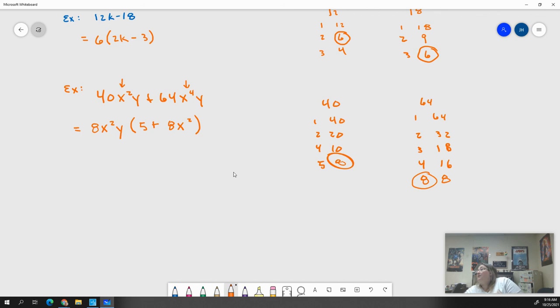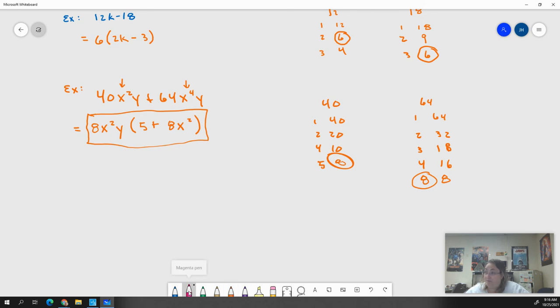How can you tell if you're right? Well, we factored it. We're pulling out things that we divided out. If we multiplied it back in, we would wind up with the same result, right? This is our solution. We pulled out our greatest common factor.